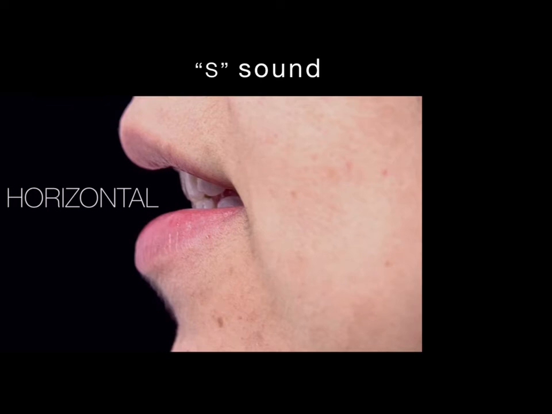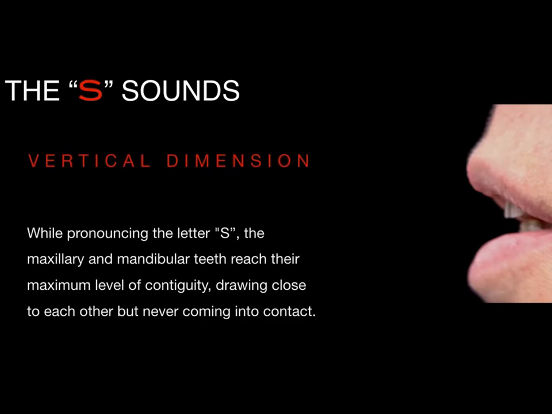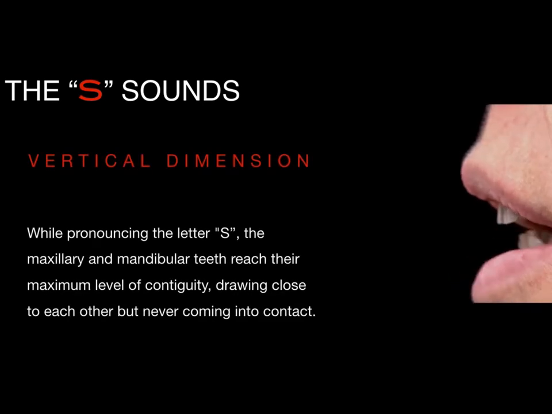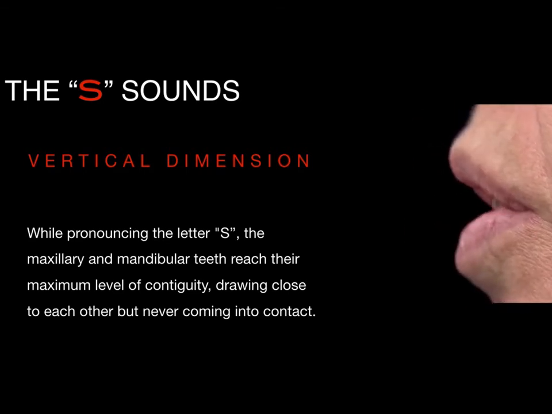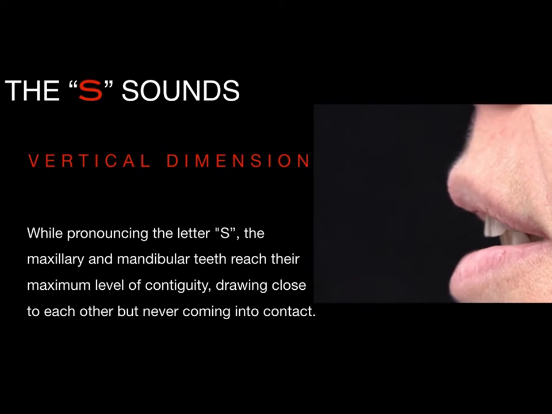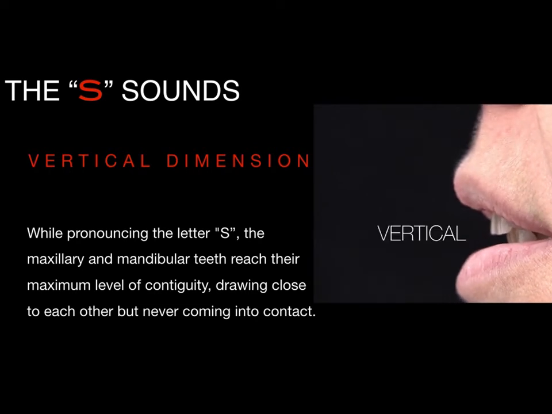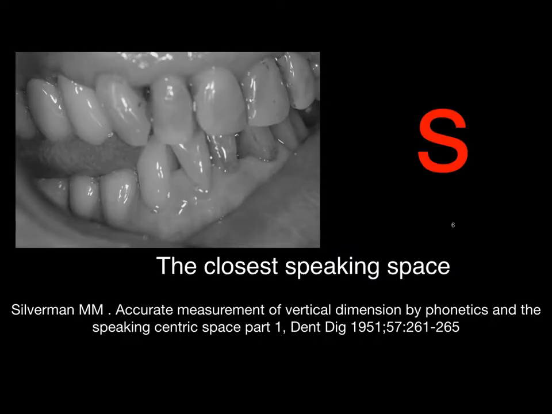First of all, it's very important that while pronouncing the letter S, the maxillary and mandibular teeth actually reach their maximum level of contiguity, drawing close to each other but never coming into contact. So it is called the closest speaking space. That's the maximum contiguity of the teeth during this kind of pronunciation.